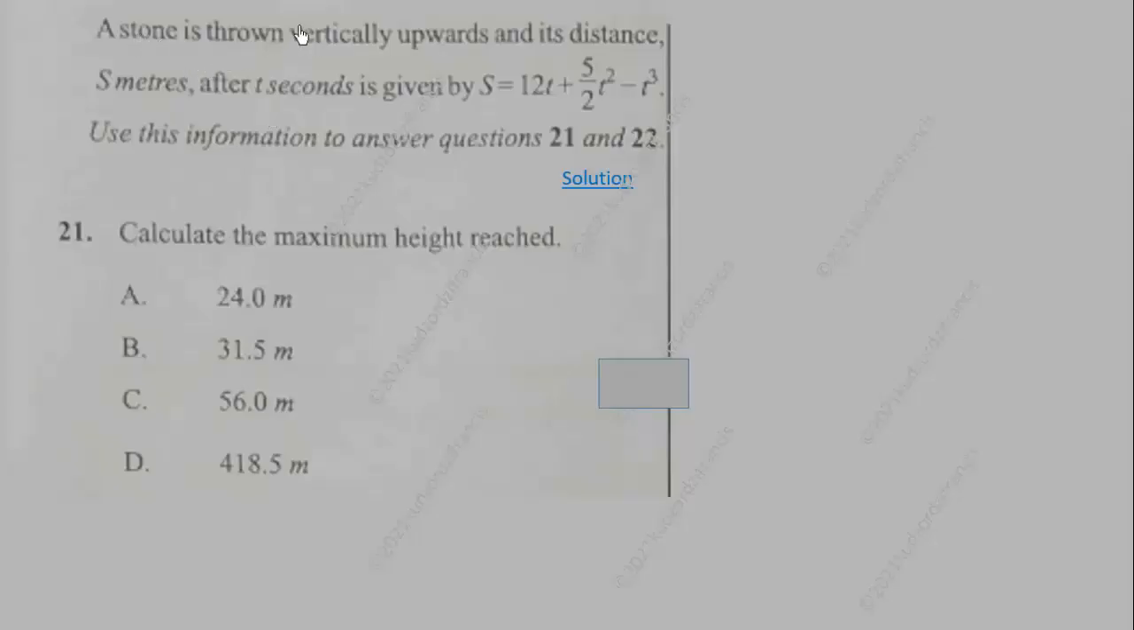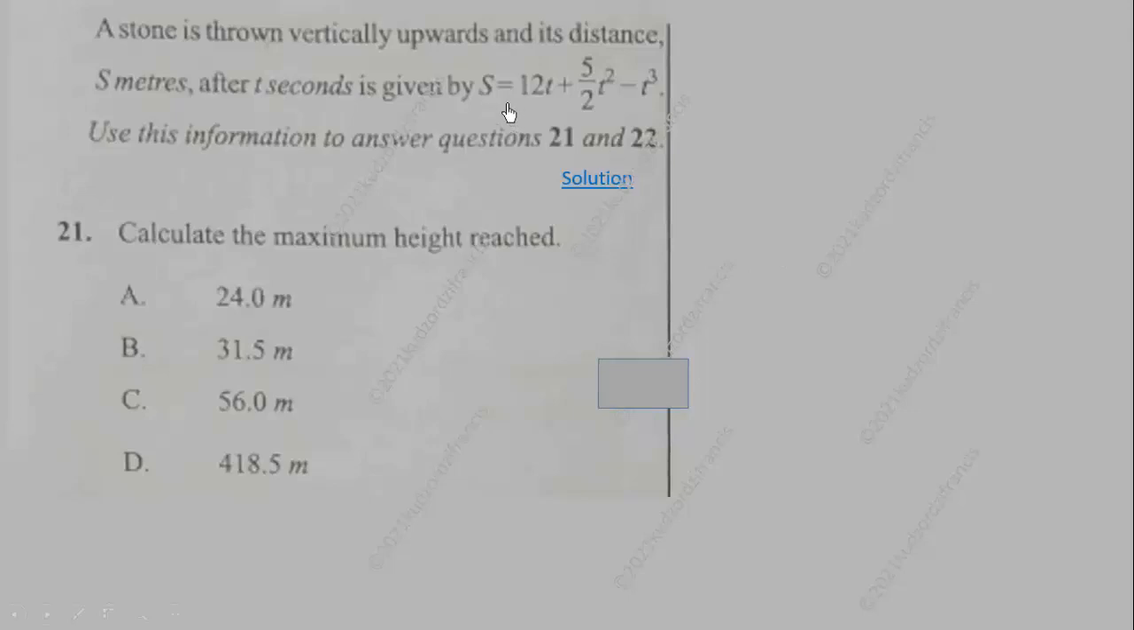A stone is thrown vertically upwards, and its distance, s meters after t seconds, is given by s equals 12t plus 5 over 2 t squared minus t cubed. Use this information to answer questions 21 and 22. Calculate the maximum height reached.